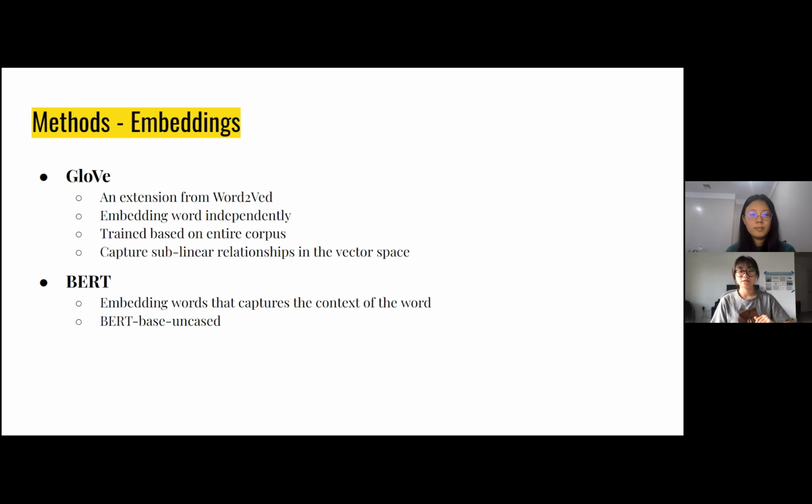BERT is another word embedding technique that people use. Unlike GloVe and Word2Vec, BERT embeds words in a way that captures the context of the word rather than embedding them independently. There are a lot of different BERT models available to use, and for our project, we have used BERT base uncased.